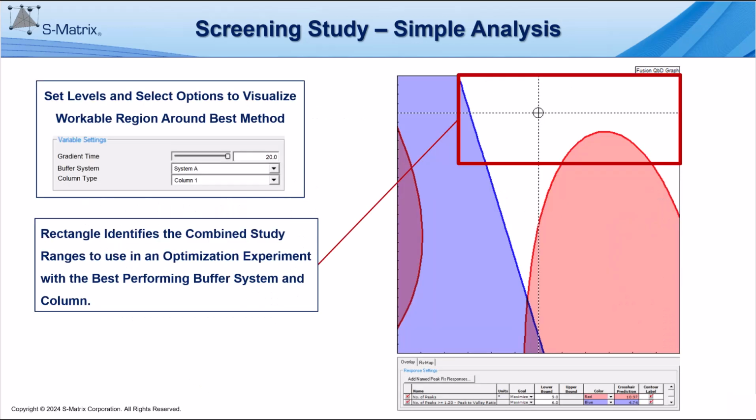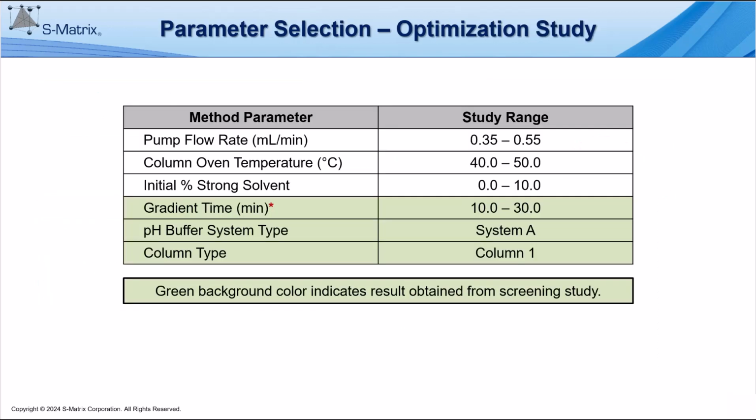In this version of the 2D graph, we have included the number of peaks with peak-to-valley ratios greater than or equal to 1.2 as a second graphed response and assigned it the blue color. We now can see the portions of the overall study region which contain methods with acceptable performance for both responses simultaneously. In the follow-on optimization experiment, we include the best combination of buffer system and column type along with the operable range of gradient time.